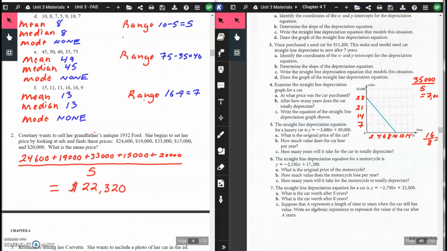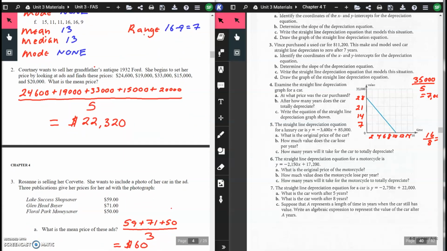Okay. Problem number 2. It says Courtney wants to sell her grandfather's antique 1932 Ford. She begins to set her price by looking at ads and finds these prices: $24,600, $19,000, $33,000, $15,000, and $20,000. What is the mean price? Mean is average, so you add up all those numbers. $24,600 plus $19,000 plus $33,000 plus $15,000 plus $20,000 divided by however many numbers there are. In this case, there's 5, and it gives you an average of $22,320.